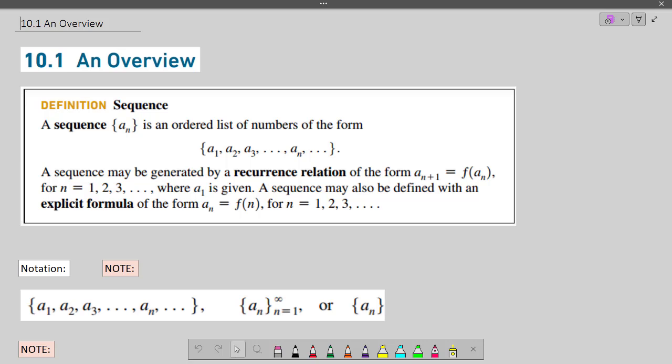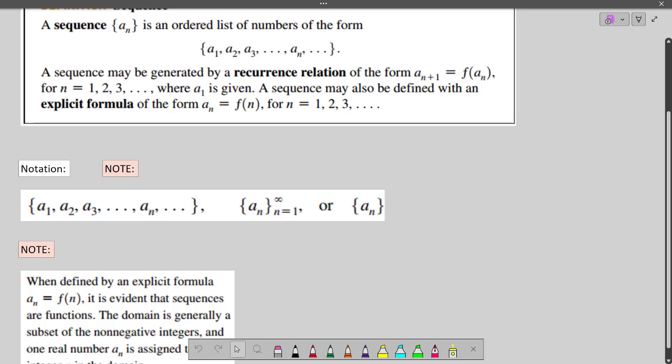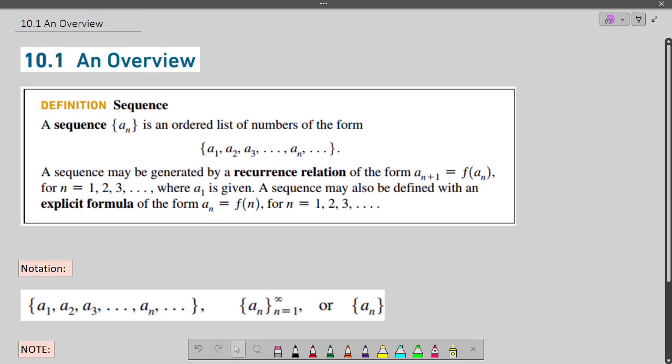This topic is, we're going to start from scratch with this idea of a sequence. So this is notation. We want to start with this idea of a sequence, and then we'll go from there. A sequence in math is just an ordered list. It's an ordered list of numbers.